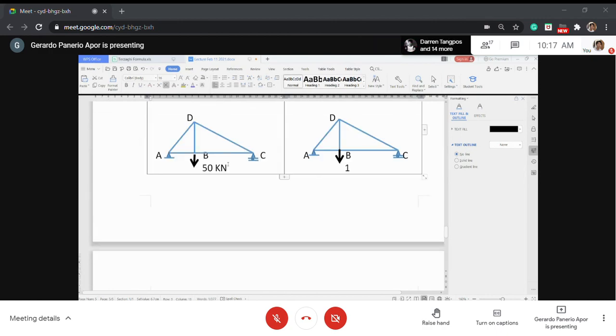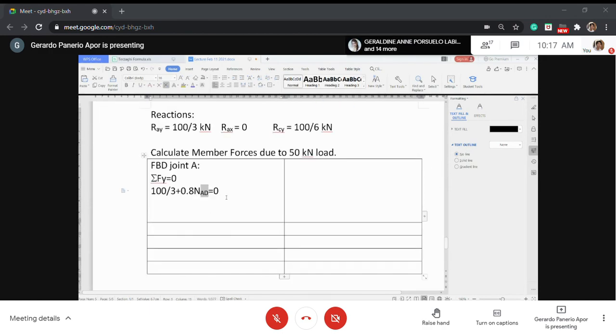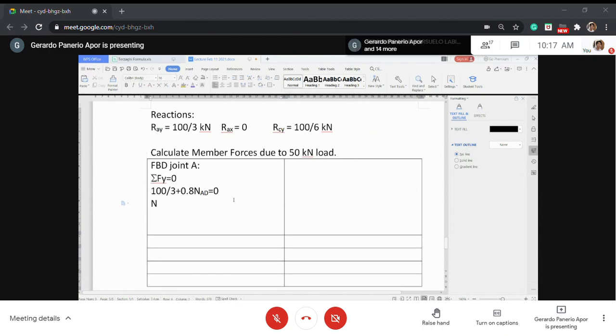Okay? So N_ED going there, there are only two forces acting, so you'll have N_ED equal to, that's a negative, 100 divided by 3, divided by 0.8, you have 41.666.